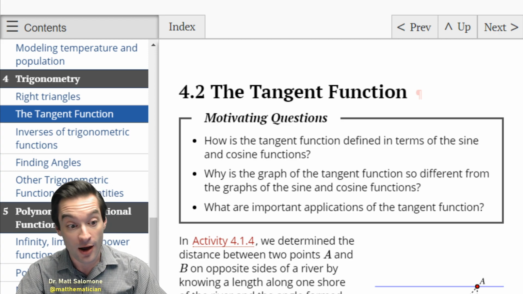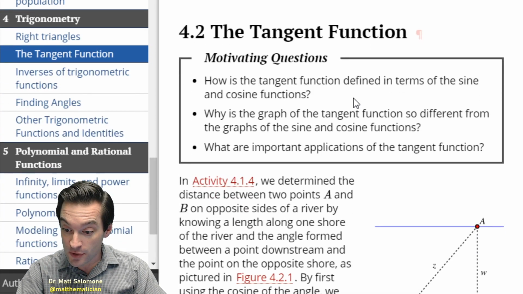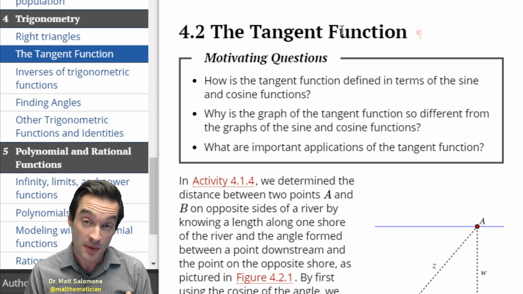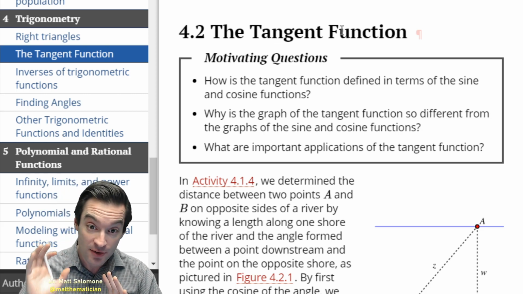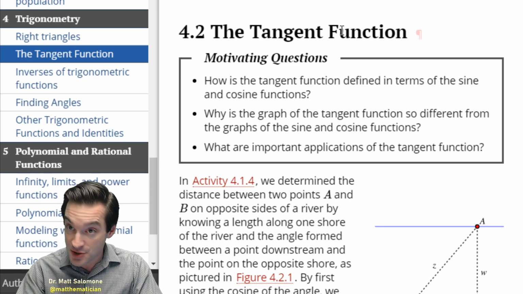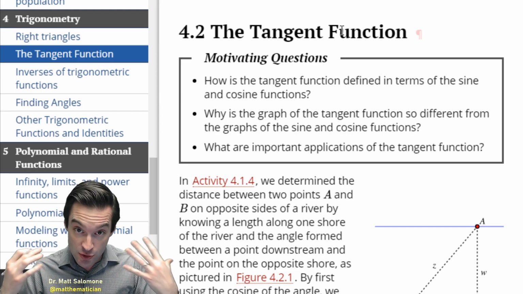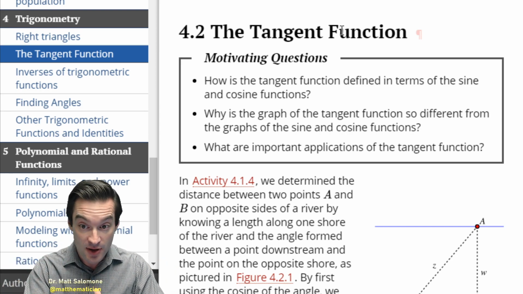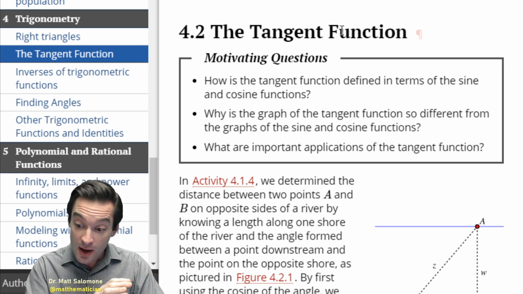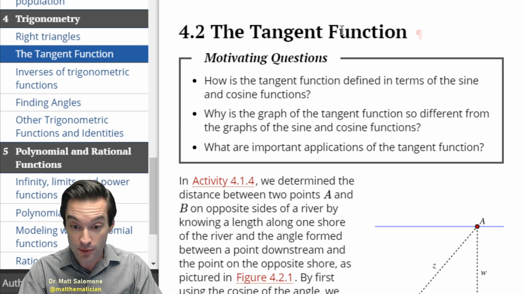So first off is the preview for section 4.2. And 4.2 is where we get introduced to the tangent function. At this point in the semester, we know about sine, we know about cosine, we know how they work in right triangles, we know how they work on the unit circle. And so what is tangent? It's the third of our big three trigonometric functions. What is it? How do we understand it in several different ways? And how can we use it to help solve some applied problems? That's the first thing we're going to look at through this first preview video for today.